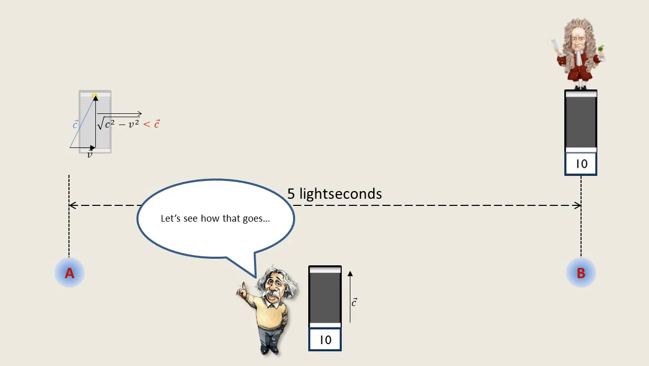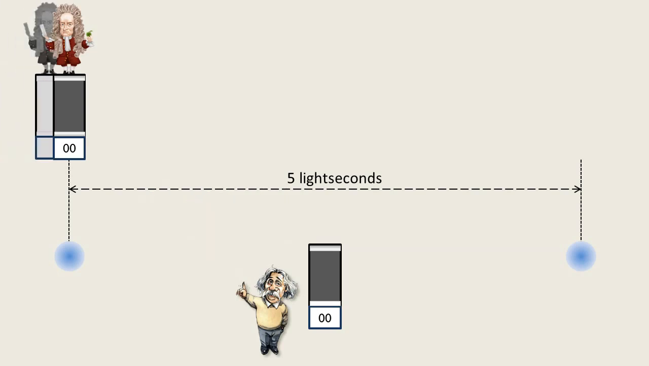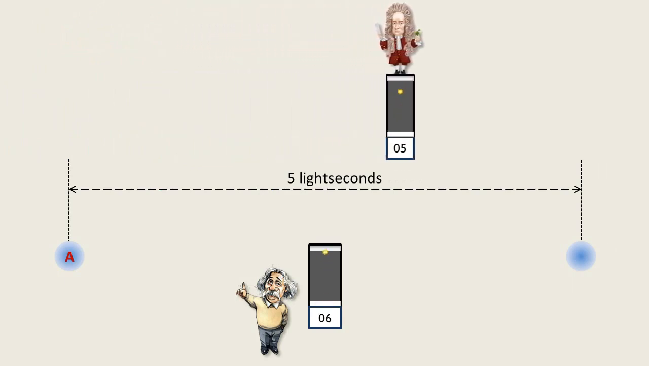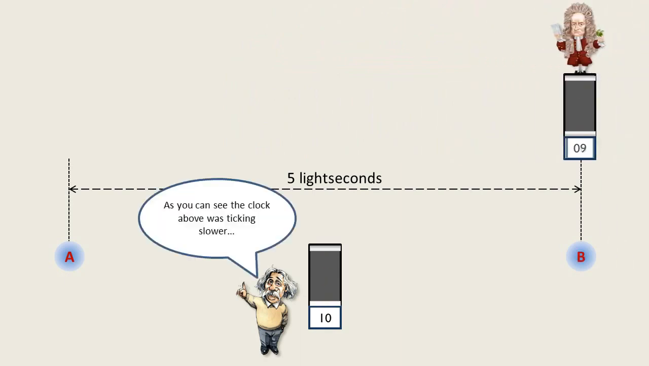Let's see how that goes. Let's follow that clock again over a distance of 5 light seconds as it really goes. The flash above bouncing up and down with a speed of only the square root of c squared minus v squared. As you can see, the clock above was ticking slower. It read 8.66 seconds when it reached point B, to be precise, instead of the 10 seconds registered on my clock. That is time dilation. Time appears to run slower when moving.